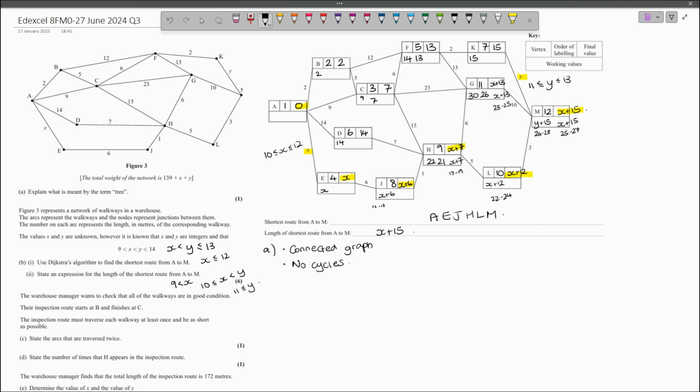So you get 1 mark for attempting Dijkstra's algorithm. As long as it appears that you've attempted it somewhat reasonably, that's a mark. Your next mark, A1, is for getting A, B, C, E, F, and K entirely correct. Your next mark, which is another accuracy mark, is for D, J, and H. The next mark, another A1, is for G, L, and M. And then finally, you get 2 accuracy marks for the shortest route and the length of the shortest route.